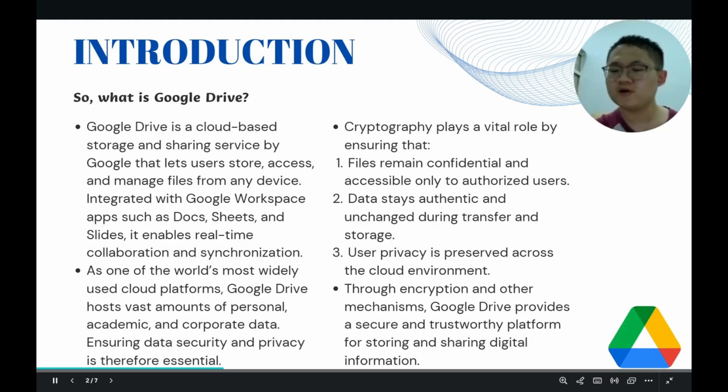users. Because Google Drive hosts a large amount of personal, academic, and business data, maintaining data security and privacy is extremely important. Cryptography plays a key role in protecting this data. It ensures that files remain confidential and accessible only to authorized users, that data remains authentic and unchanged during transfer or storage, and that user privacy is preserved throughout the cloud environment. Through encryption and secure mechanisms, Google Drive provides users with a reliable and trustworthy platform for managing their digital information.